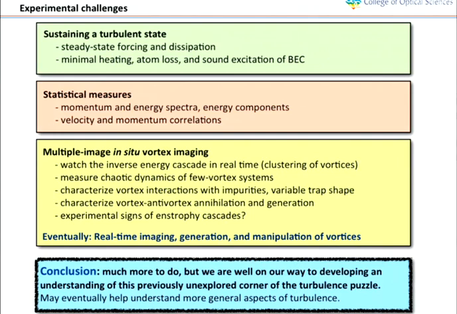Our experimental challenges are still figuring out how to sustain a turbulent state with minimal heating and atom loss, figuring out how to develop statistical measures, how to measure momentum and energy spectra. We are working on ways of looking at vortices in situ. We've had some success looking at vortices directly in the condensate without having to expand. What we want to do now is push that technique into looking at vortex dynamics in real time. And my conclusion of the talk is that there's still plenty to do, but I do think we're on our way to developing an understanding of this particular corner of this big turbulence puzzle, and hopefully, maybe, help understand some more general aspects of turbulence.